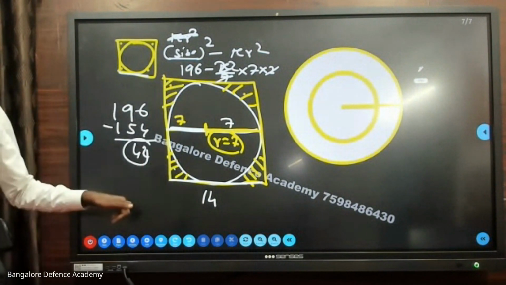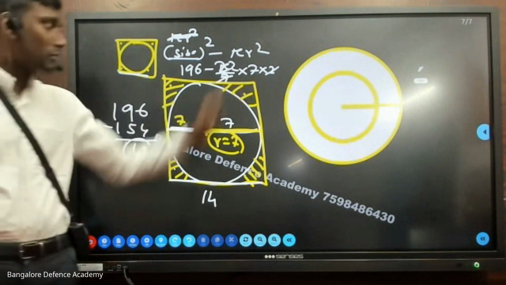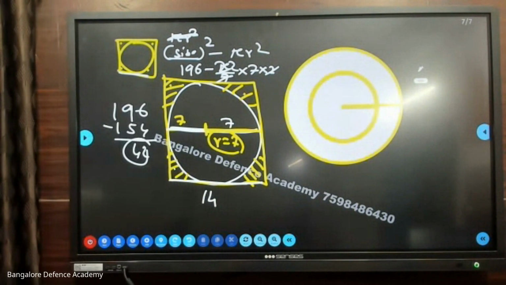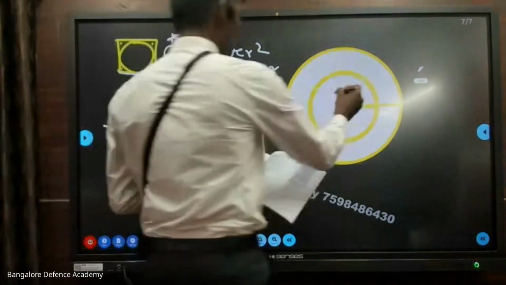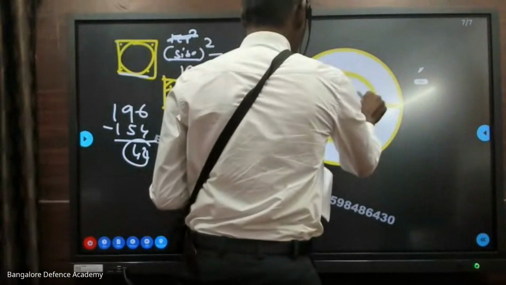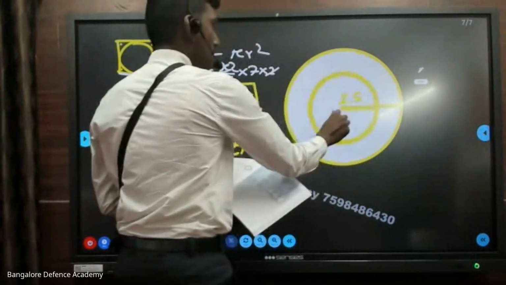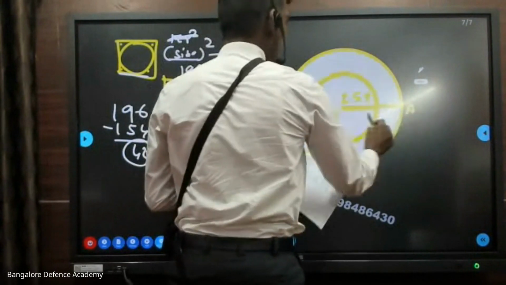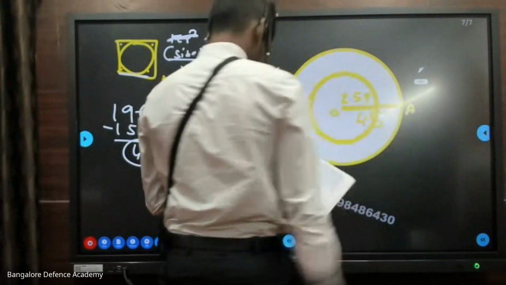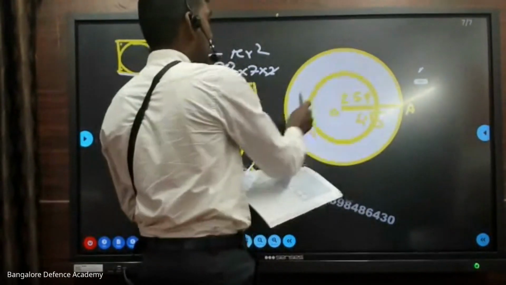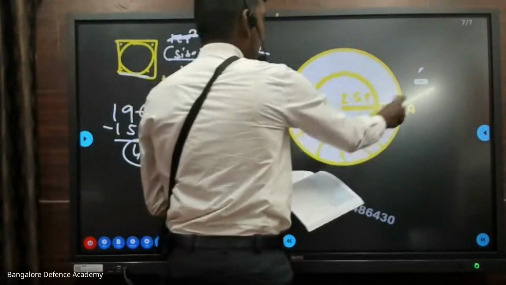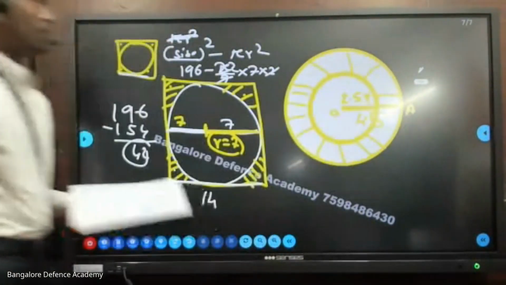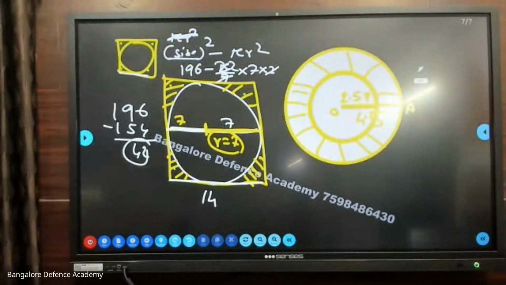Okay, so how many of you got 42? सबको मिला? Good. Now next question is this. This is 2.5. Okay, this radius from this O to P and O to A is 4.5. The bigger radius is 4.5. The smaller radius is 2.5. Find the area of the shaded region. बड़ा वाला है 4.5, छोटा वाला है 2.5.